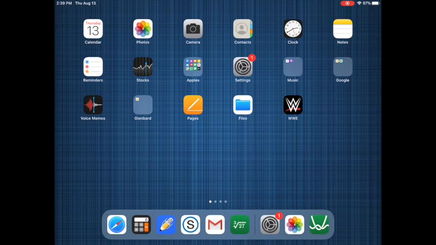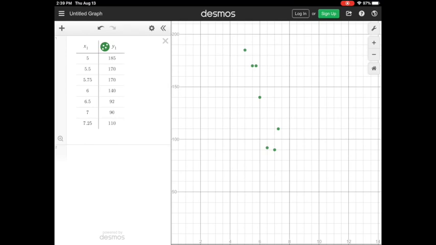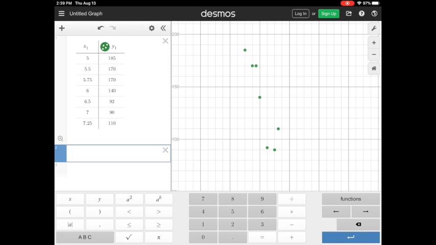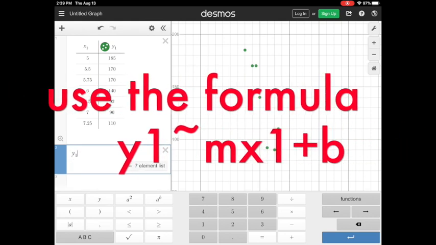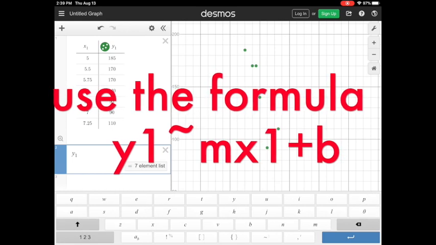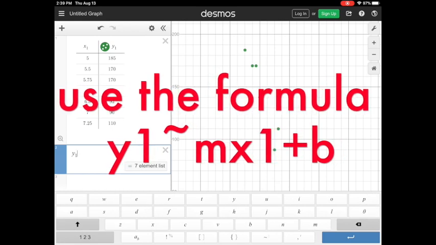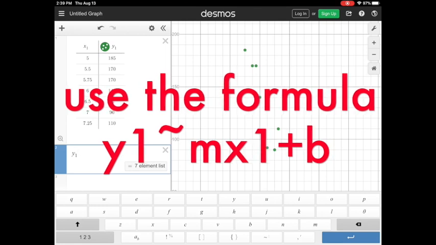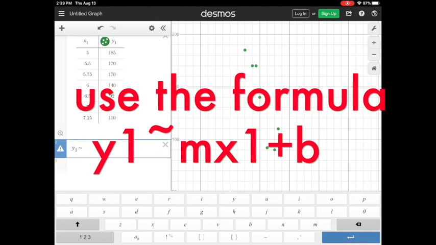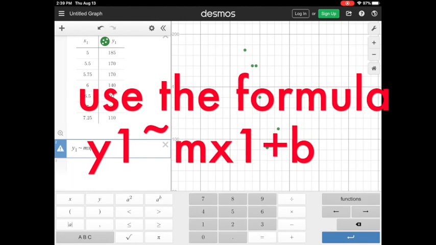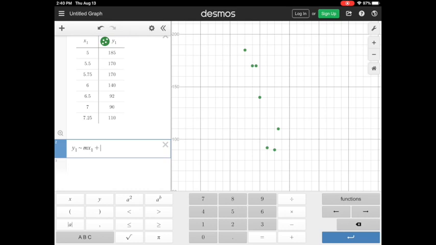So if I switch back to my Desmos graphing calculator, here's the big thing you need to know. We are going to type in the following formula into Desmos, and it is going to do the rest for us. We're going to type in y1. You don't even have to do anything special to make that one go down. We're going to hit ABC, and we're going to find the special tilde, which is right under the B and N. Then we're going to type in mx1 plus b.